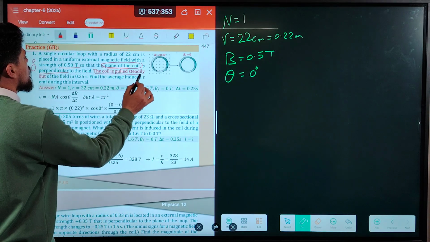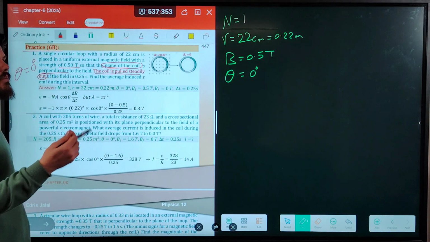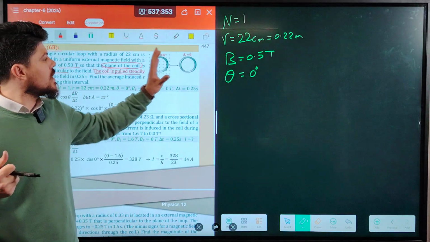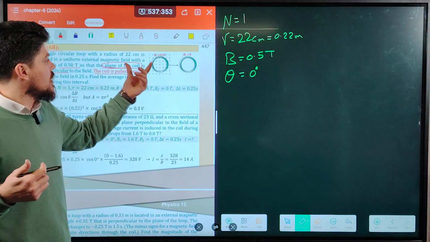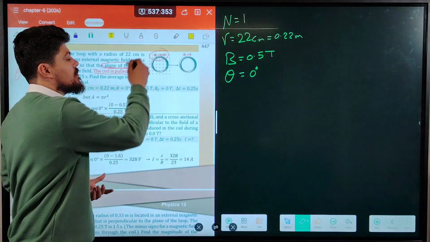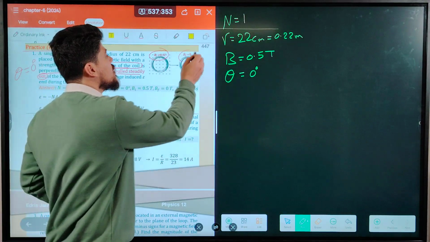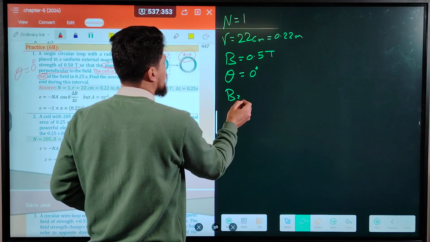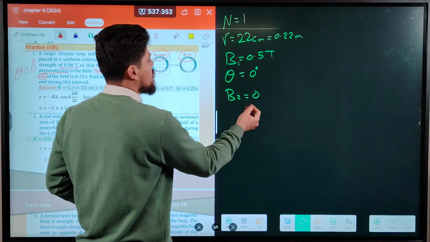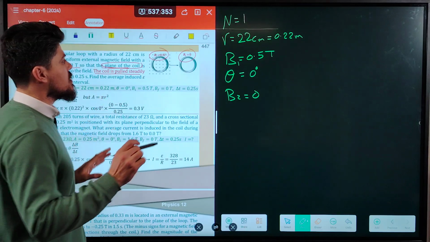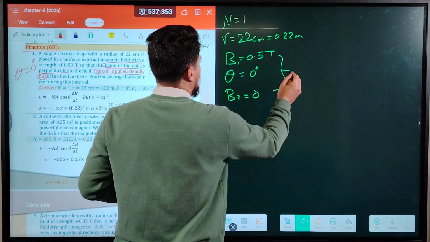The coil is pulled steadily out. What do you mean by the coil being pulled steadily out? It means that the coil is moved out from this magnetic field. At first we have a magnetic field, but when the coil is pulled steadily out, B2 becomes 0. If B2 is 0, B1 is equal to 0.5 Tesla.